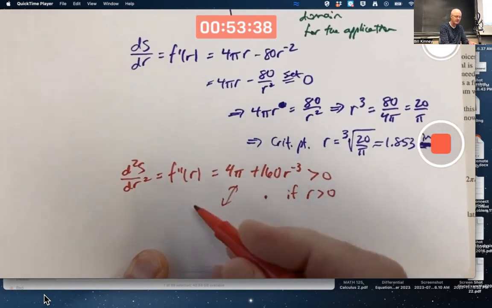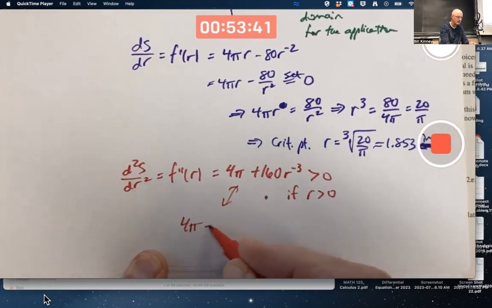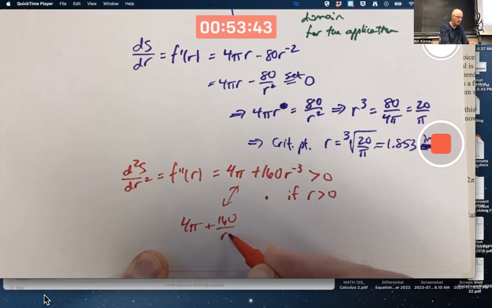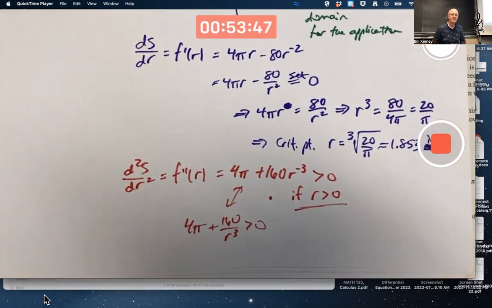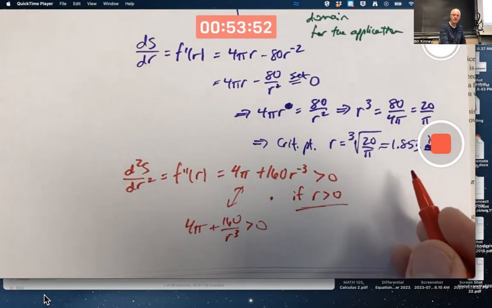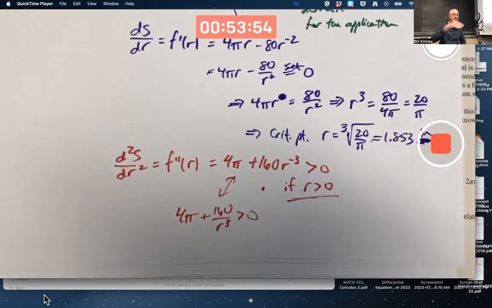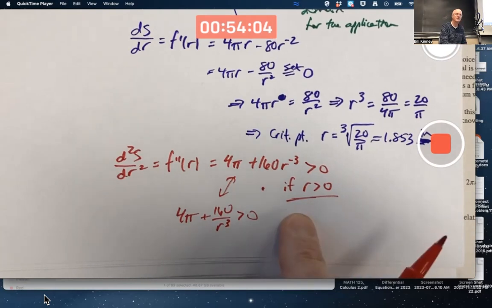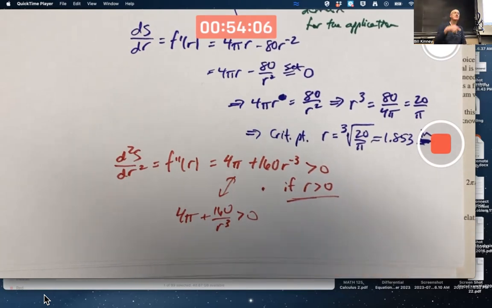The negative exponent means another way to think of this function is 4 pi r plus 160 over r to the positive 3 power. And yeah, this is definitely positive if r is positive. This would be enough to guarantee there's a local minimum here because the graph is concave up. Second derivative is positive. In fact, you could argue more. You could say since the second derivative is always positive when r is positive, the graph is always concave up when r is positive, it's got to be a global min. It can't come back down again.